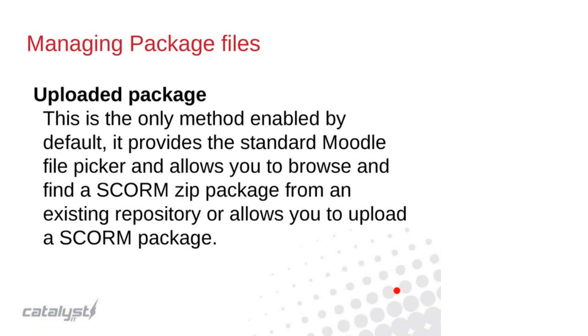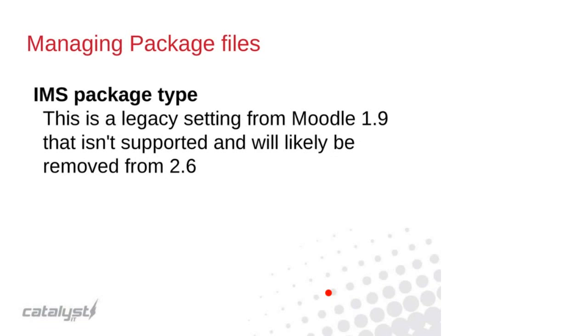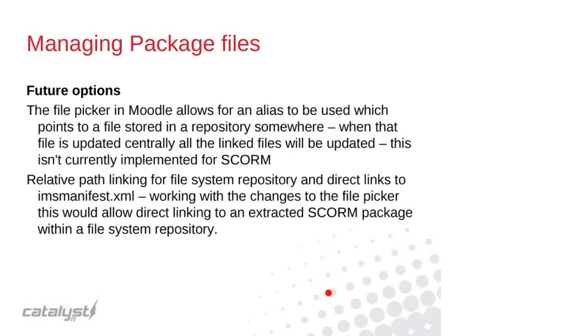Future options as well. The file picker in newer versions of Moodle allows you to choose an alias, which means that when you select a file, it doesn't actually copy that file, it keeps the link to the original file. So if you've got a file system repository with a SCORM zip in it, and you select that SCORM zip, then it would potentially still keep the link to that SCORM zip, but that's not supported in Moodle at the moment. So that's an option we're going to add as well.